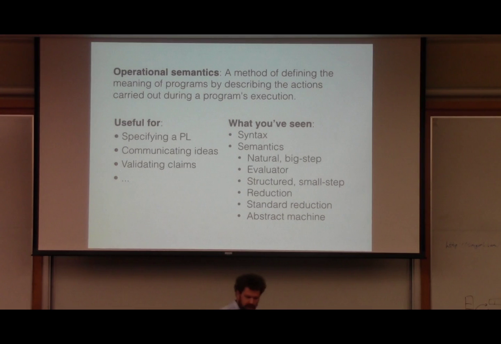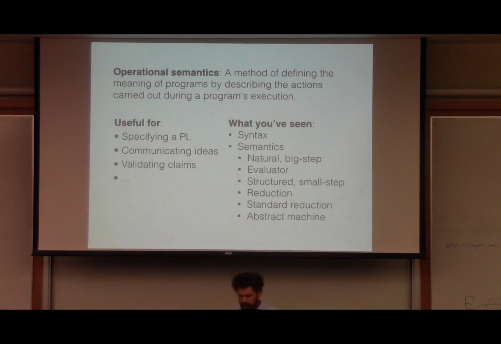All right, so let me just wrap up. We've seen a bunch of different forms of operational semantics, which are all just methods for defining the dynamic meaning of programs by describing the actions carried out during the program's execution. We've seen natural semantics. We saw an evaluator in the beginning. We didn't come back to that, but trust me, you can write an evaluator for functional programs. And we've seen structured small step operational semantics, reduction semantics with evaluation context, standard reduction relations, which is just about fixing a strategy. And we've seen abstract machines, like the little stack machine, and then later the stack machine for lambda or for functional programs.